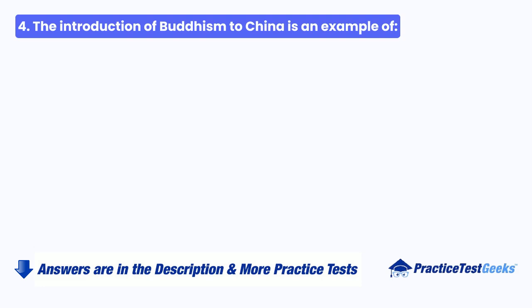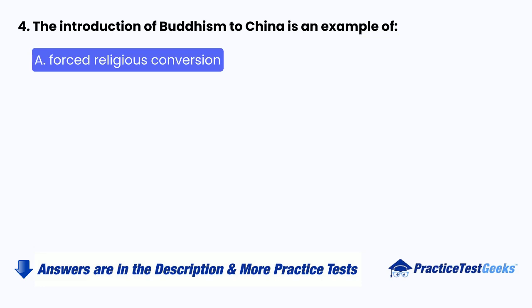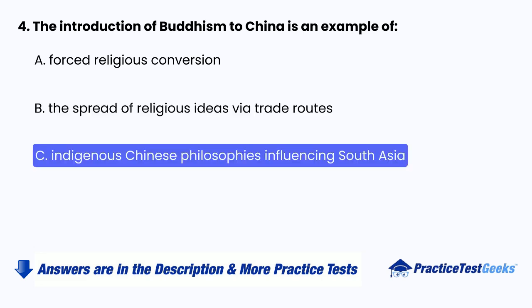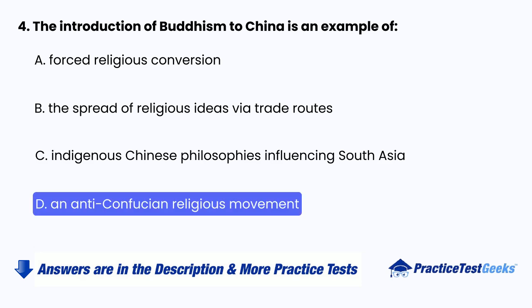4. The introduction of Buddhism to China is an example of: A. Forced religious conversion. B. The spread of religious ideas via trade routes. C. Indigenous Chinese philosophies influencing South Asia. D. An anti-Confucian religious movement.